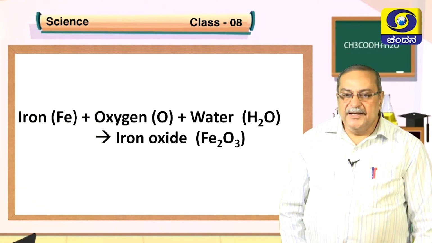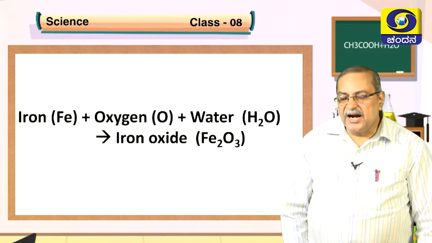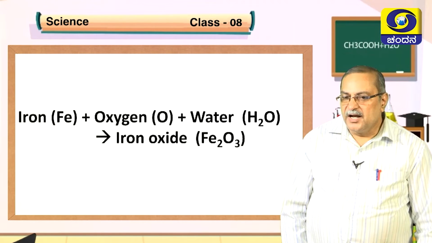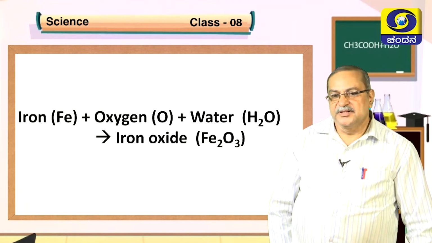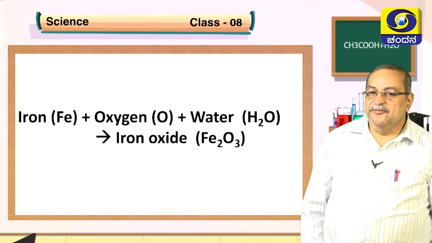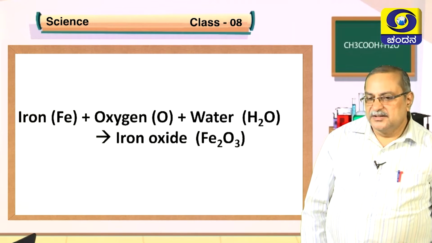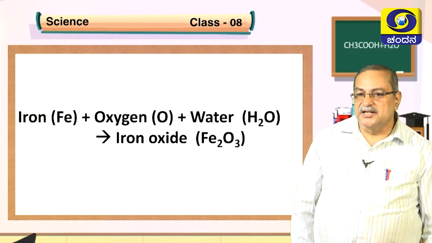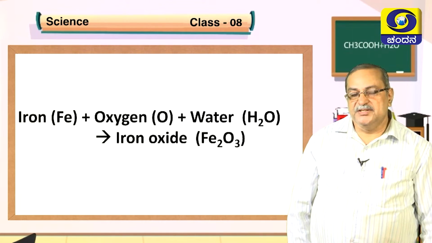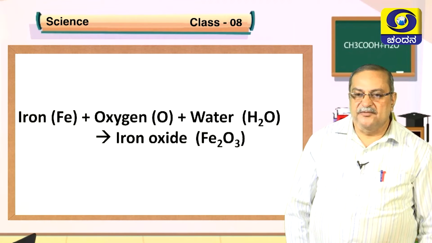Now see, iron plus oxygen plus water. What is it giving? Iron oxide. Iron, Fe, ferrum. The full form of Fe is ferrum. Iron reacts with oxygen in the presence of water to form iron oxide. Fe2O3 is going to be formed. This is the equation for rusting of iron.